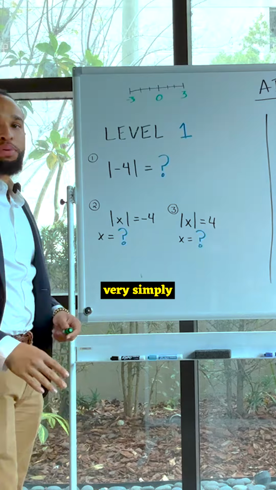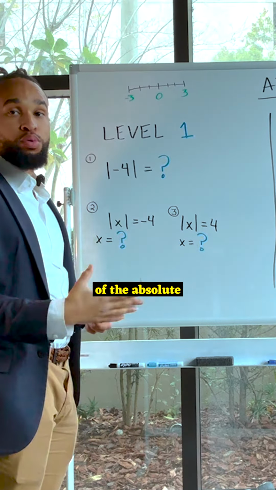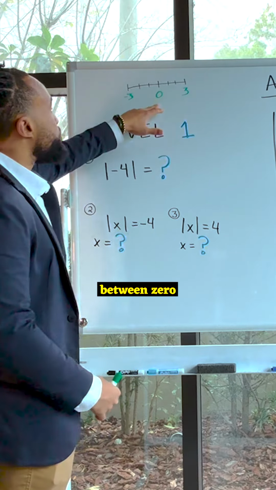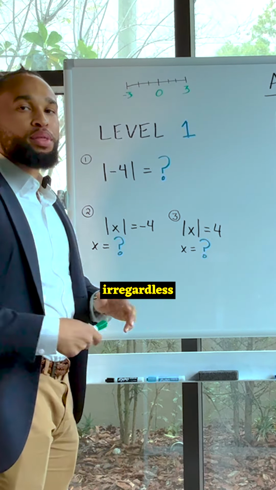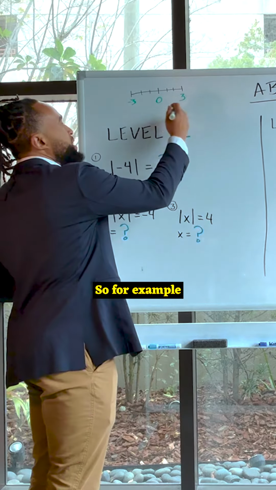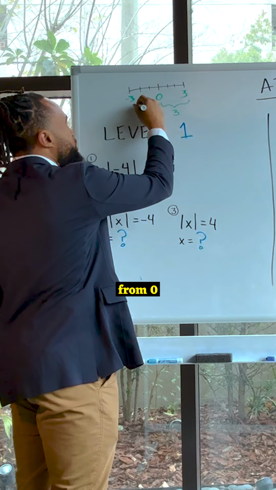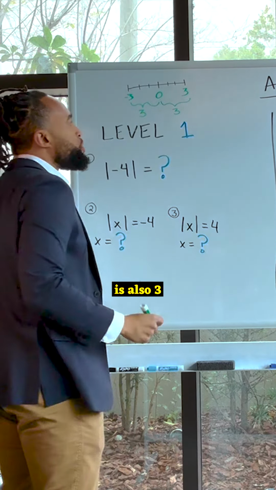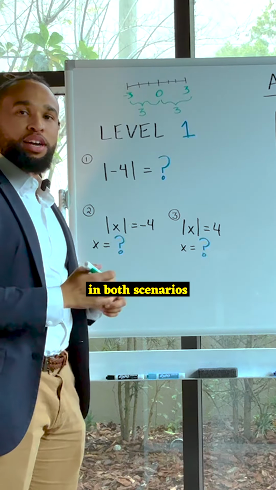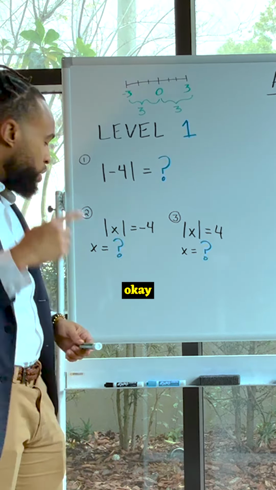First off, let's start with what it is. Absolute value, very simply put, is the absolute number of units between 0 and any number, irregardless of positive or negative. So for example, the distance between 0 and 3 is 3, but the distance from 0 to -3 is also 3. So the absolute value in both scenarios is 3. And that's gonna be key, okay?